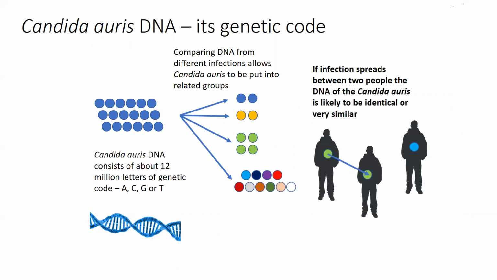It follows from that if infection is spreading between 2 people, then the DNA of the Candida auris should be identical or really quite similar. So we can use this as a way of tracking how infection is spreading around the unit. If person A gave it to person B, we should be able to see their Candida auris look more similar than a third person who got it from some completely unrelated route.